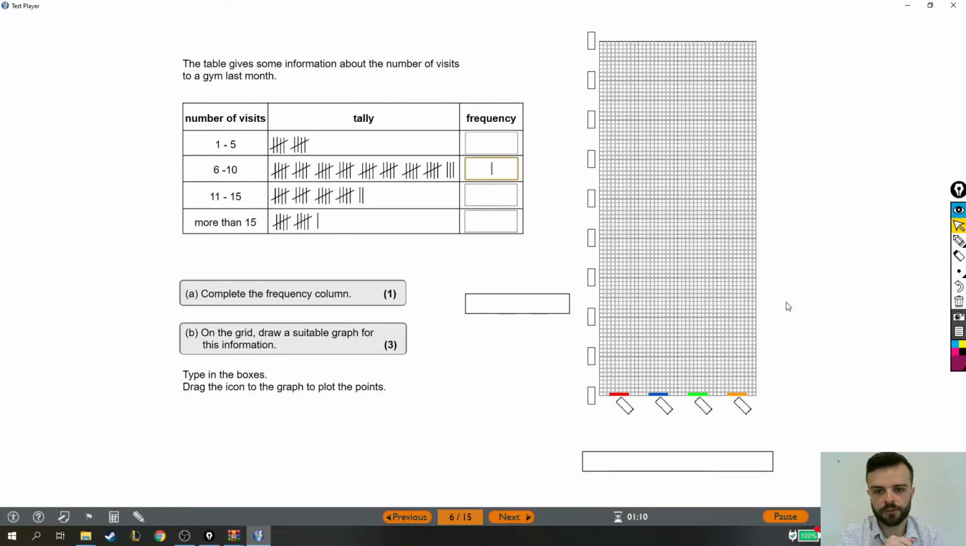Okay, so for this functional skills question, it looks like we're going to need to draw a graph, we've got a table. Let's give it a read through and see what we need to do. The table gives some information about the number of visits to a gym last month. We can talk about what that table means in a sec.